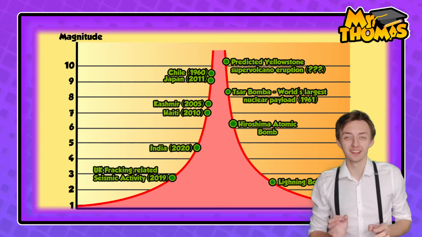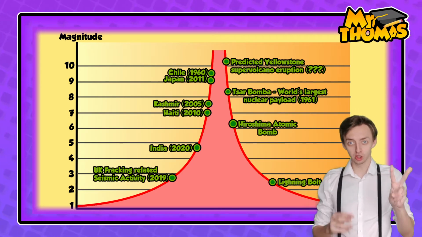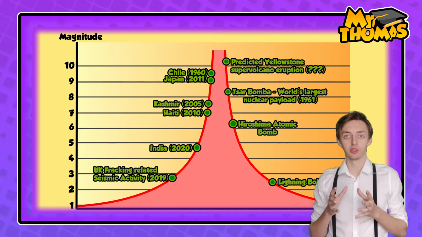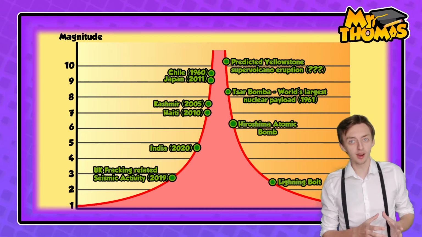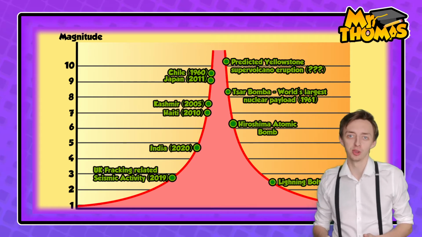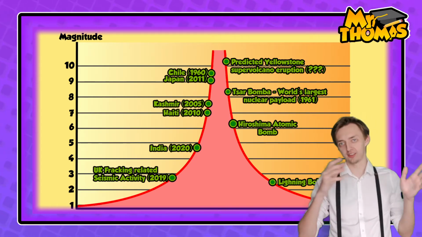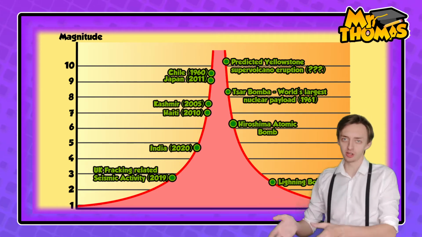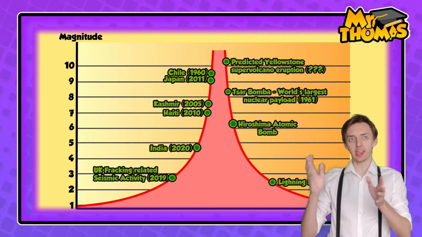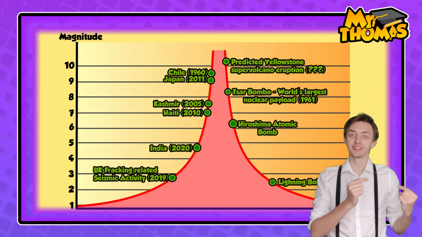So let's explain that a little bit simpler. A magnitude 2 earthquake is 10 times more powerful than a 1. A magnitude 3 earthquake is 100 times more powerful than a 1. A 4 is 1,000 times, a 5 is 10,000 times, a 6 is 100,000 times. It goes on and on and on. Basically, each increase is 10 times larger than the last one.